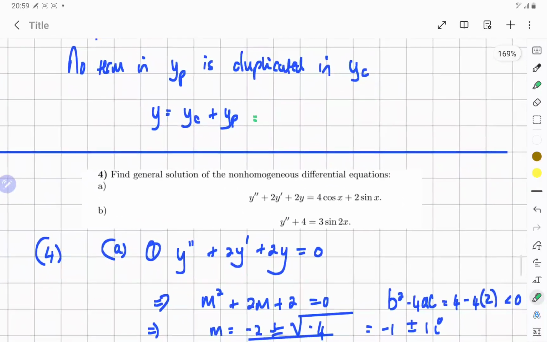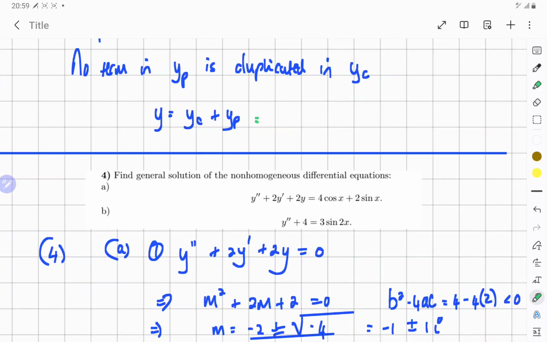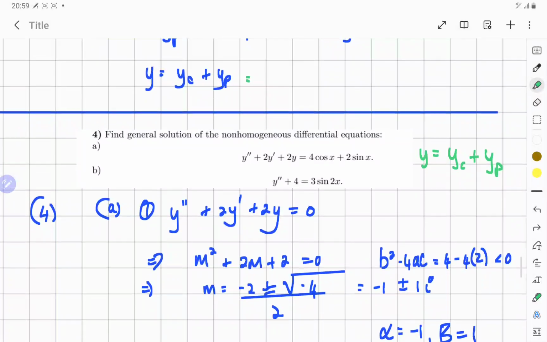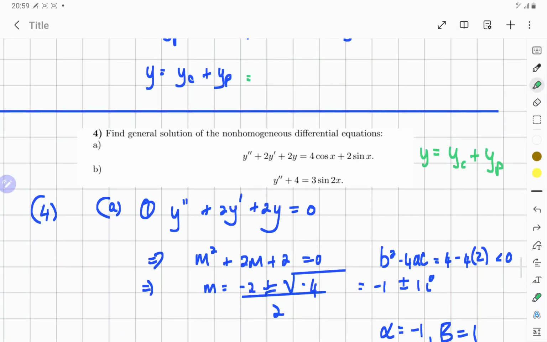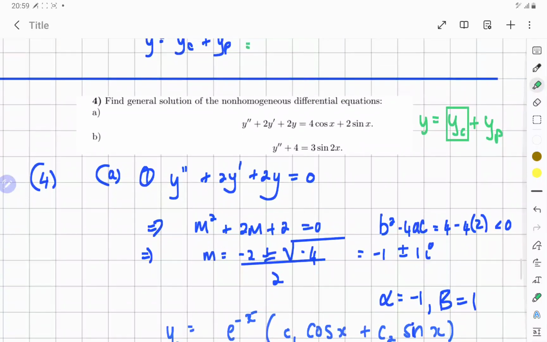Now let's get on to 4a. What do you see now in the test? You see they ask for the general solution of the non-homogeneous differential equation. What do you write down for yourself immediately? You need complementary plus particular always for a general solution of a non-homogeneous differential equation. So we always want to do our complementary solution first. So let's run through that.